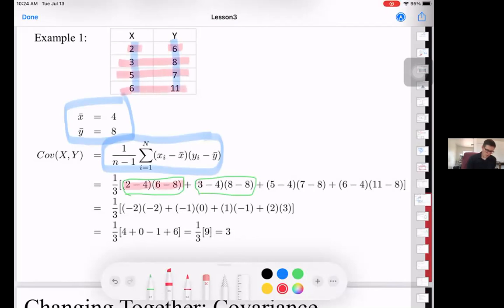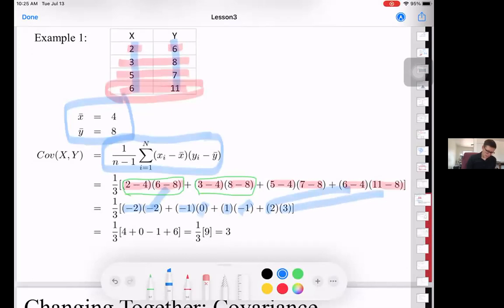So that's where we get 3 minus 4 times 8 minus 8, and then 5 minus 4 times 7 minus 8, 6 minus 4, this last row here, 6, the X value minus the average X times the Y value minus the average Y. And then 2 minus 4 is -2, 6 minus 8 is -2 as well. 3 minus 4 is -1, 8 minus 8 is 0, 5 minus 4 is 1, 7 minus 8 is -1, 6 minus 4 is 2, and 11 minus 8 is 3.